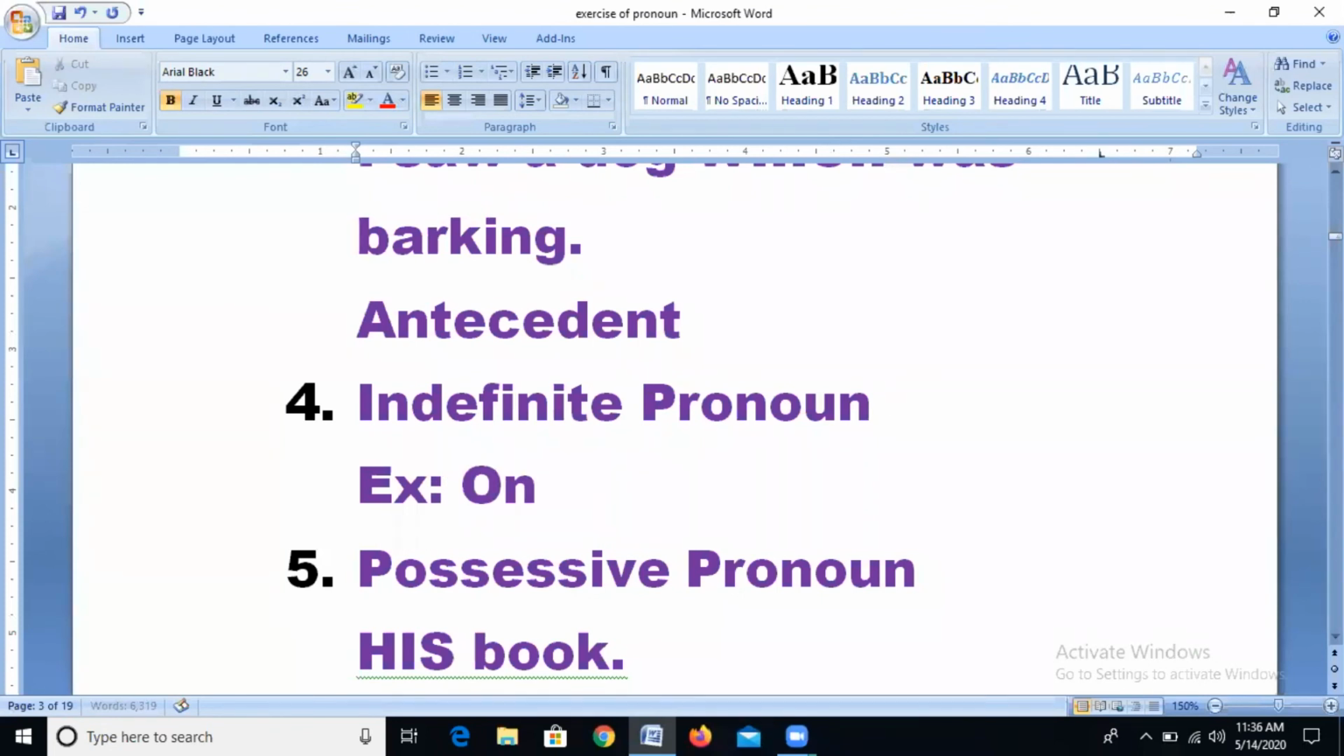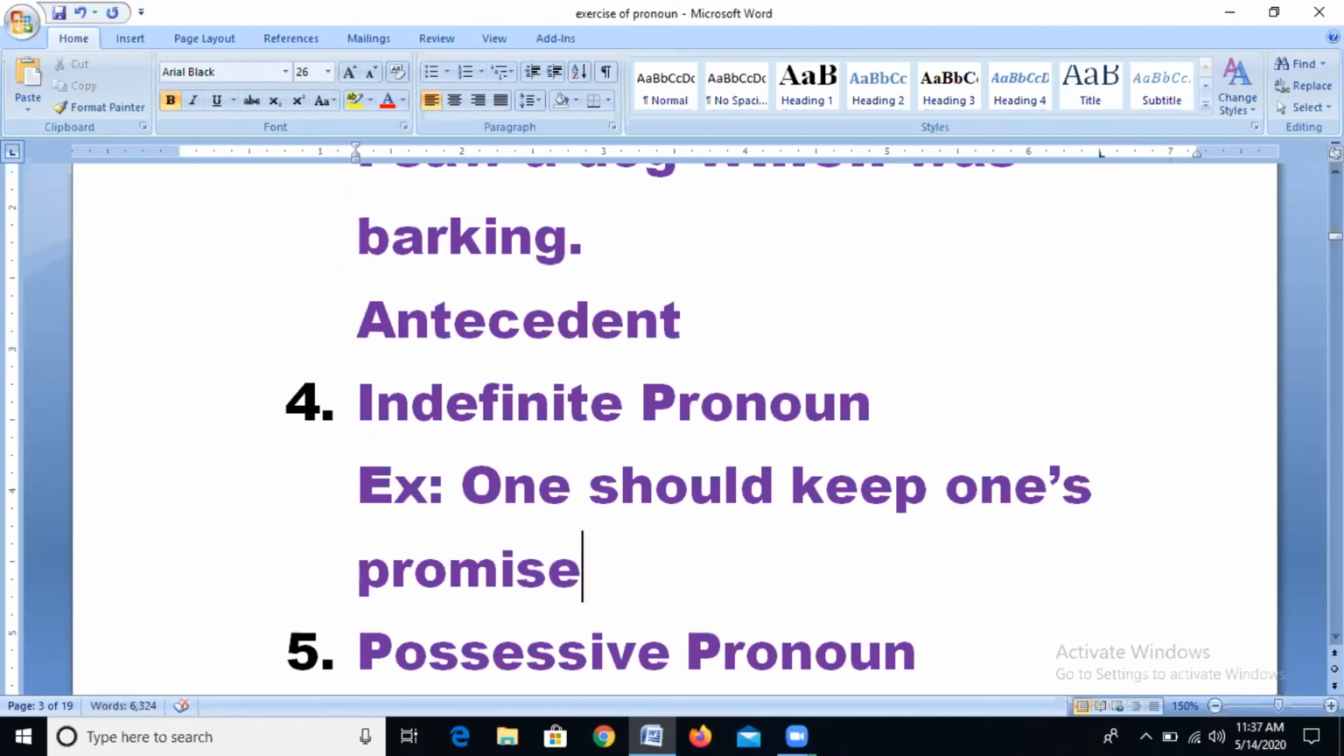Suppose I have written here, one should keep one's promise. Okay. Now think of the subject here, one. This one is doing the function of subject here, and this one does not refer to a particular person. I do not know whether this one is a he or she, a gentleman or a gentlewoman, a king or a queen. For that reason, I call it an indefinite pronoun. Okay? So one, anybody, anyone, someone, somebody, these are called indefinite pronouns.